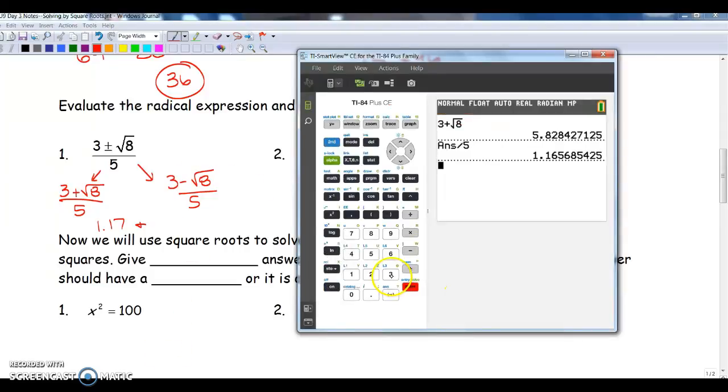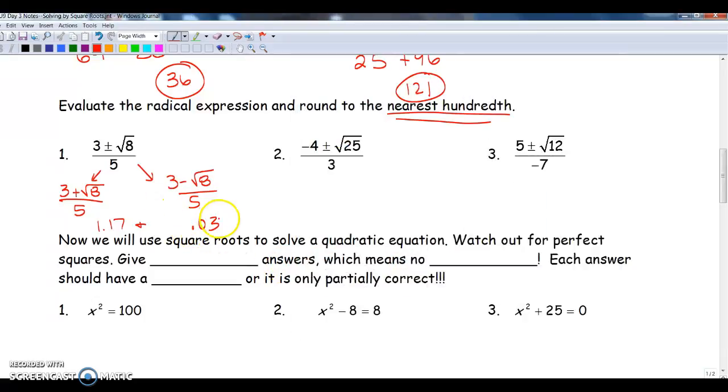And then the other one, we'll do it with a minus. 3 minus, we'll do second square root, 8. Hit enter, and then divide by 5, and you get 0.03. So 0.03 will be the other answer. So there's two answers. The plus or minus guarantees that.